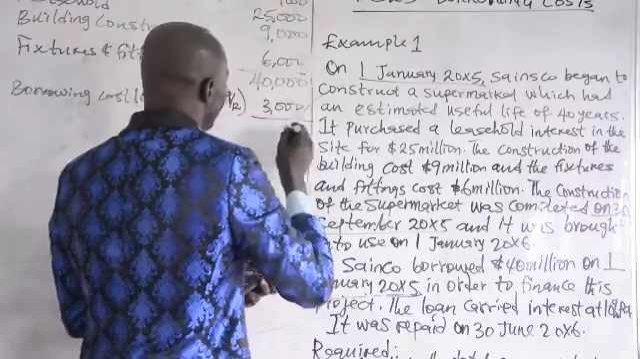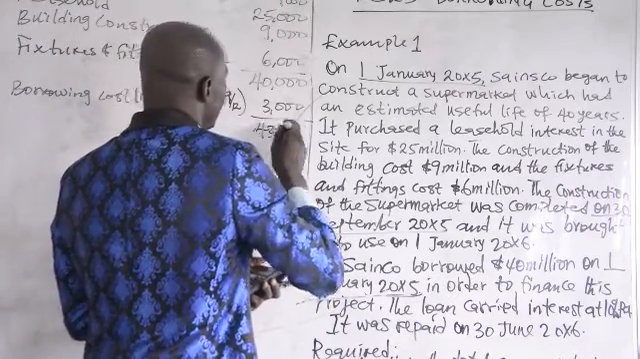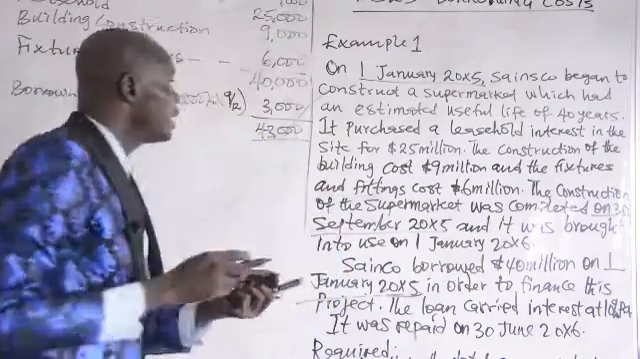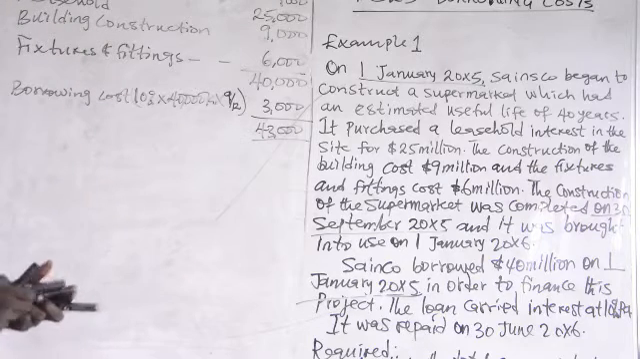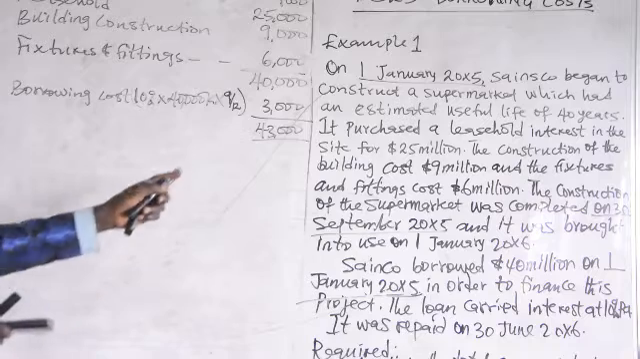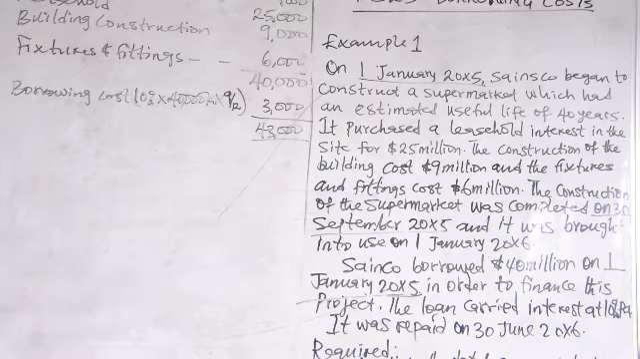So when you add it, it will be 43,000. The amount to be included as property, plant, and equipment in the 20x5 financial year will be 43,000. So that is for that.